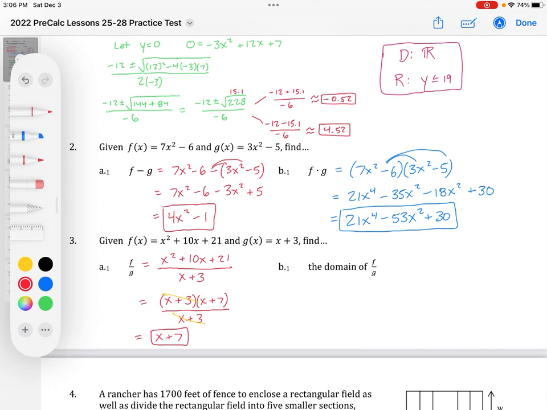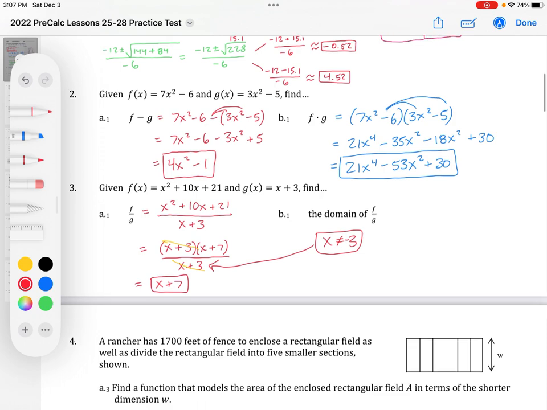So now, when you look at the domain, that's actually based on before you canceled. So you actually can't have x equal to negative 3. And that's just based on before you canceled. Remember, there was an x plus 3 in the denominator. So you still have to take that into consideration even though they canceled, just because g is technically still in the denominator.